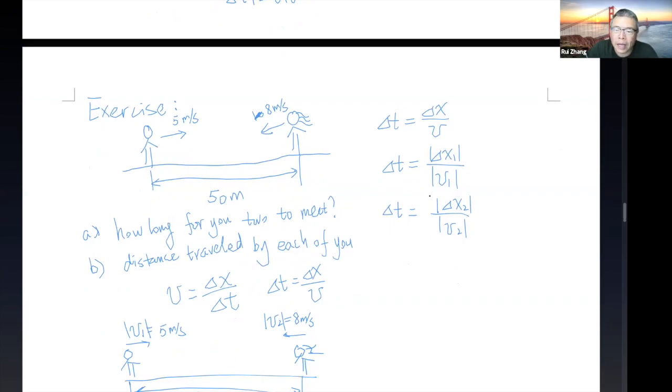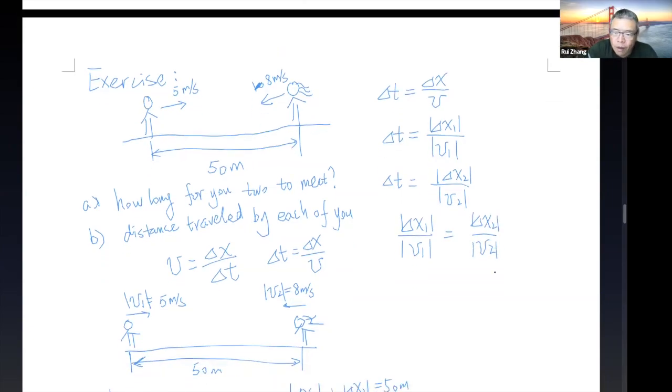So what we can do is set these equal to each other, because delta x1 divided by v1 equals delta x2 divided by v2, right? Because it's the same amount of delta t. So from there, we can find the ratio of delta x1 to delta x2.